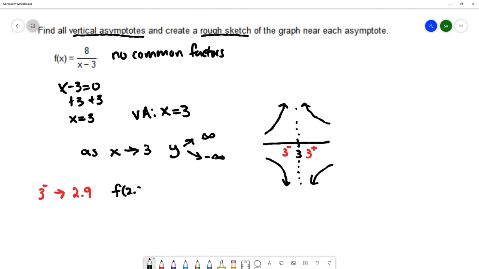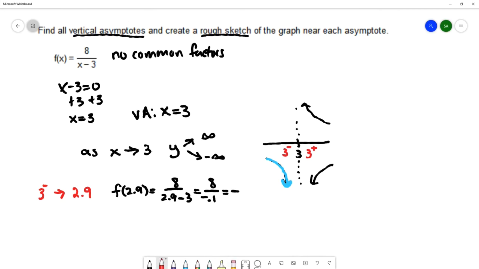f of 2.9 is 8 over 2.9 minus 3. In the numerator, that's a positive number. And in the denominator, 2.9 minus 3 is going to be a negative 0.1. So I know that this is negative. And that tells me that this one right here is the right choice because that's going to negative infinity. So let's get rid of this one right here.